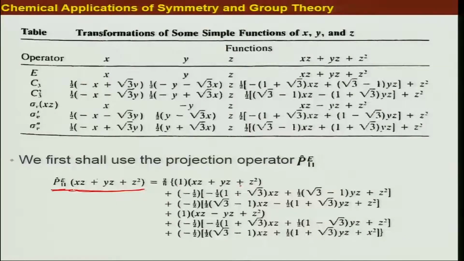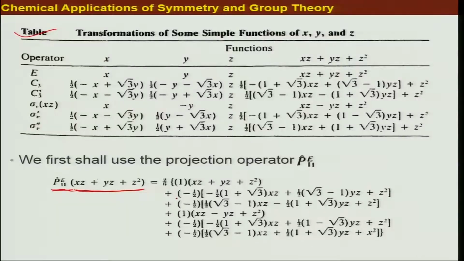So the next step you have to go to the next operation, that is say C3. Here on this table you have all the transformation properties of x, y and z axes upon these symmetry operations, for C3v. So these are the transformation terms, and at the end you have the overall transformation of the function xz plus yz plus z square. What you can do is verify this table yourself, and I will suggest you do so.